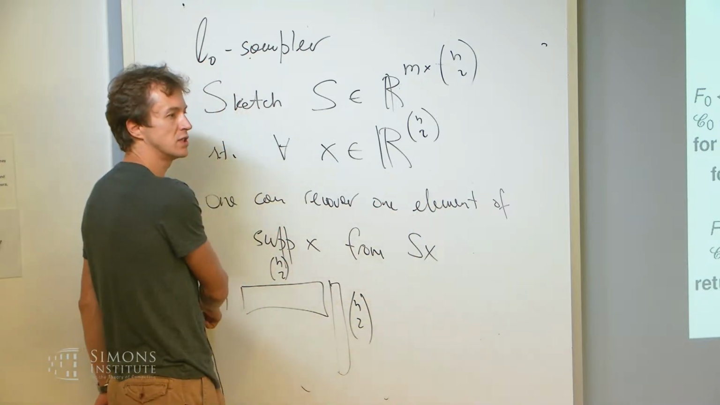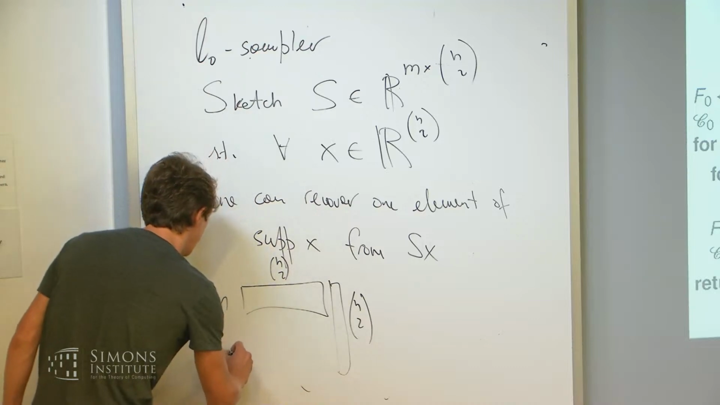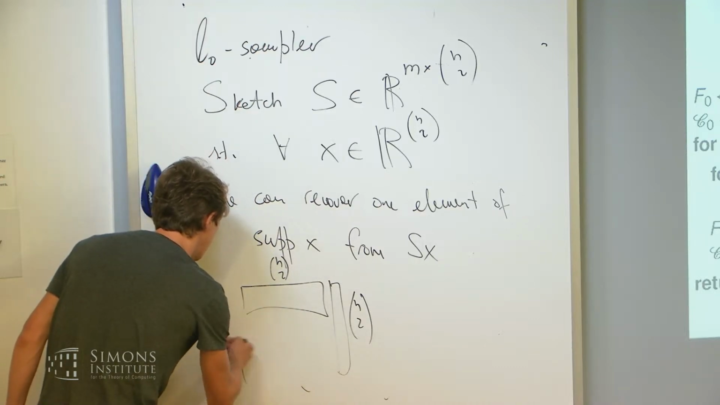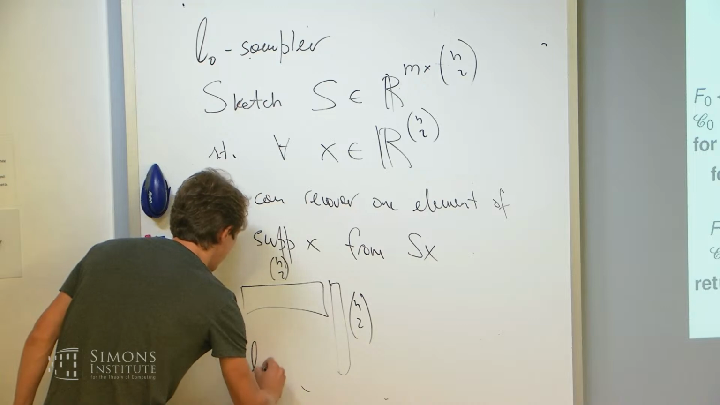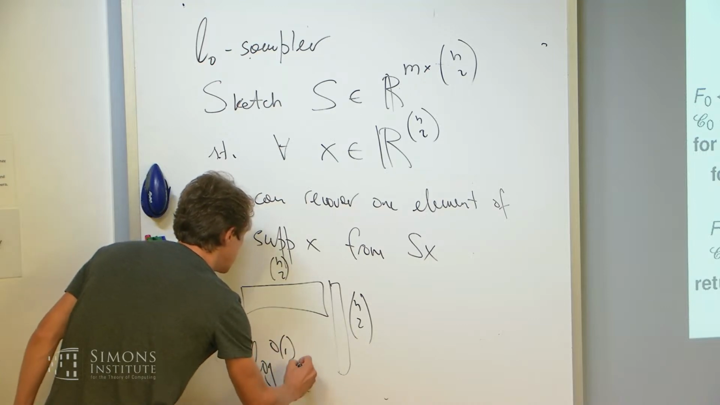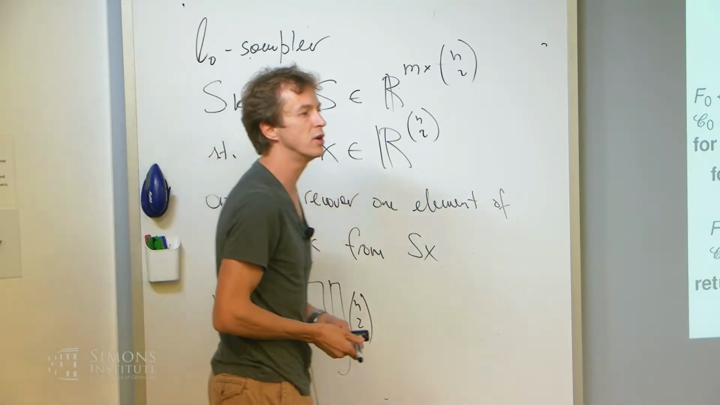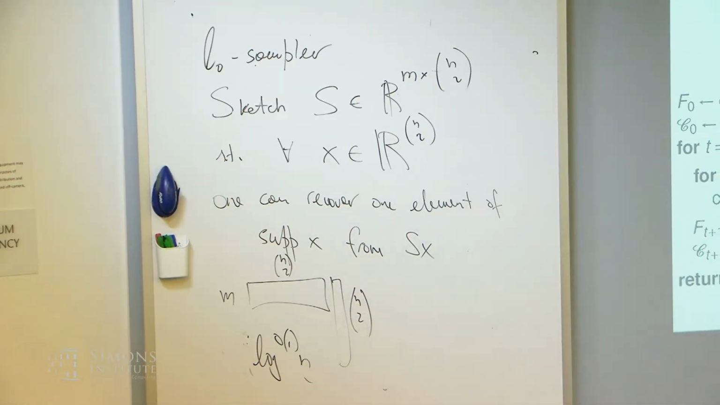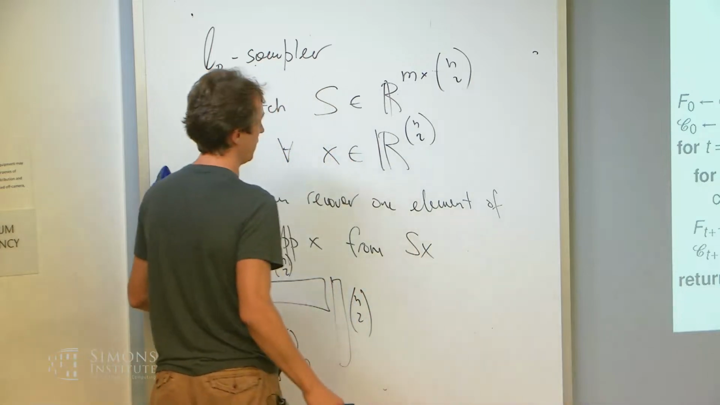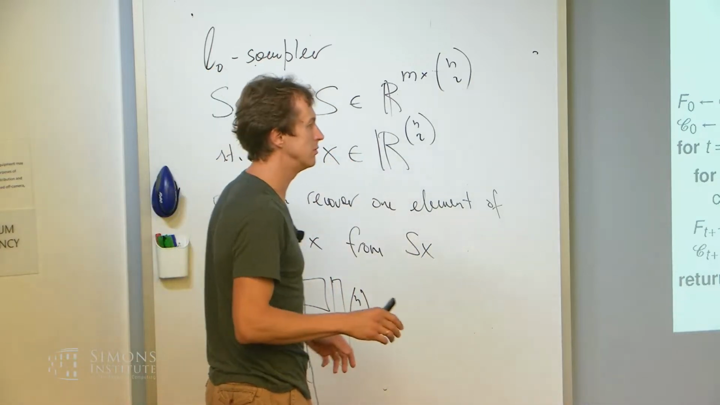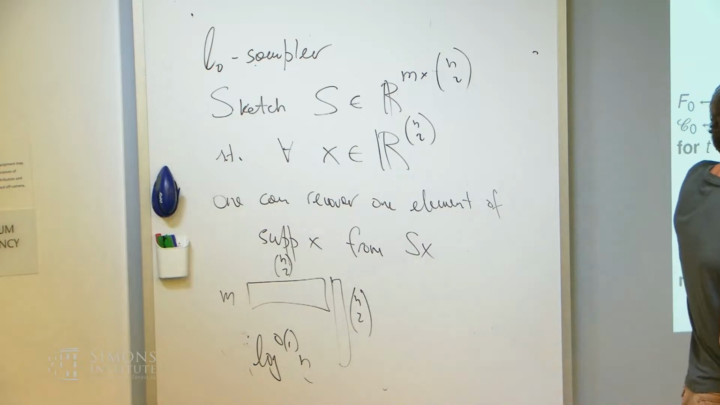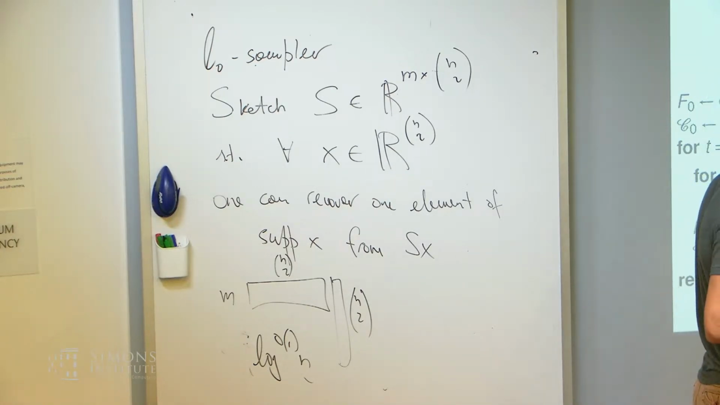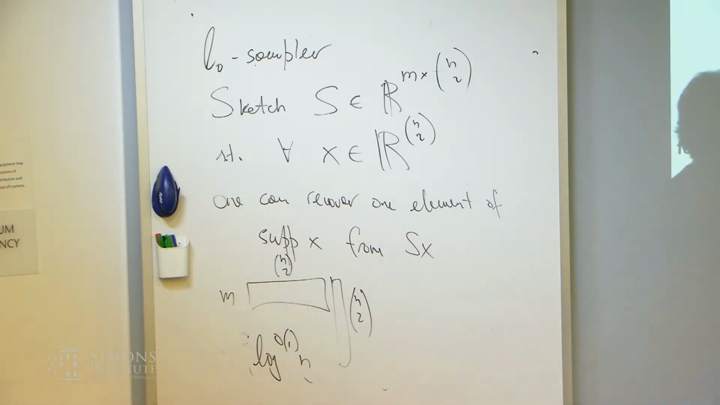And how many rows does this sketch have? The number of rows depends on the success probability of the sketch, but very importantly, it's a polylogarithmic number of rows if the failure probability is inverse polynomial. Again, the fine details of this are not very important. Good. So such sketches exist and can be constructed without too much effort. And in fact, we already know tight bounds on the sketching complexity of this L0 sampling problem.